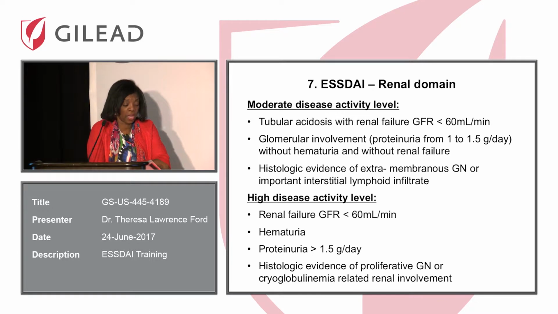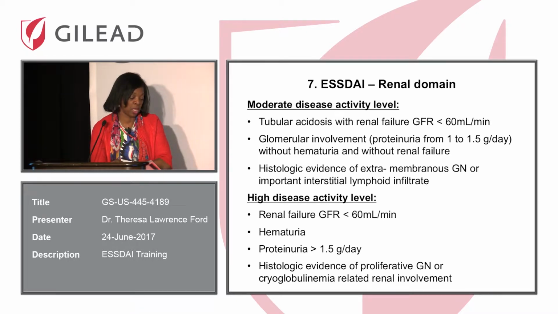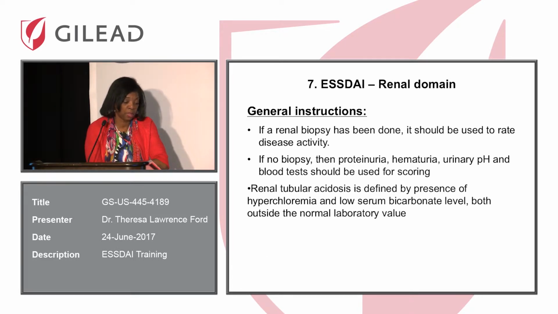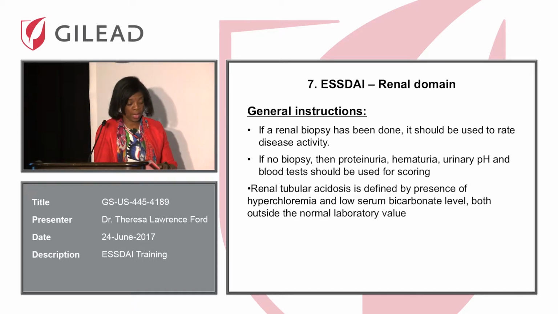So the histological evidence of extramembranous GN or important interstitial lymphoid infiltrate, and high disease activity goes to renal failure with the GFR less than 60, red cells, protein greater than 1.5, and our biopsy with histological evidence of proliferative GN or cryoglobulinemia-related renal involvement. So if a renal biopsy has been done, use it. If there's no biopsy, then you're going to look at the proteinuria, we're going to look at hematuria, the urinary pH, blood testing used for scoring. And renal tubular acidosis will be defined by the presence of hyperchloremia and low serum bicarb levels, both outside the normal lab standard values.